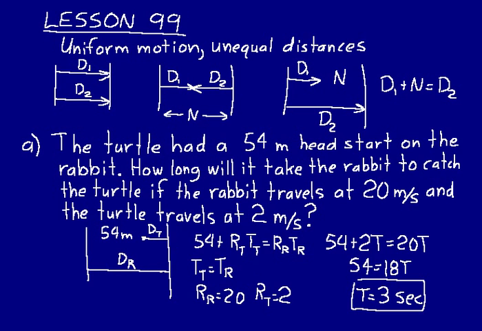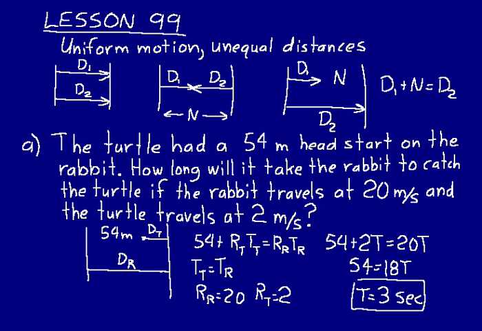On a problem like this, one of the things that people get confused on is realizing that there are equal times here. But that's because they started at the same time, and then the rabbit catches the turtle. So that means they have both been traveling for the same amount of time. Their distances are different, though, because their speeds are different. If their times are the same, but their speeds are different, then their distances will also be different, because distance equals rate times time.